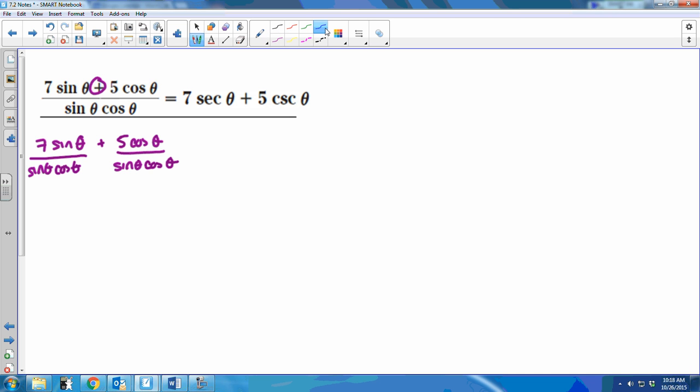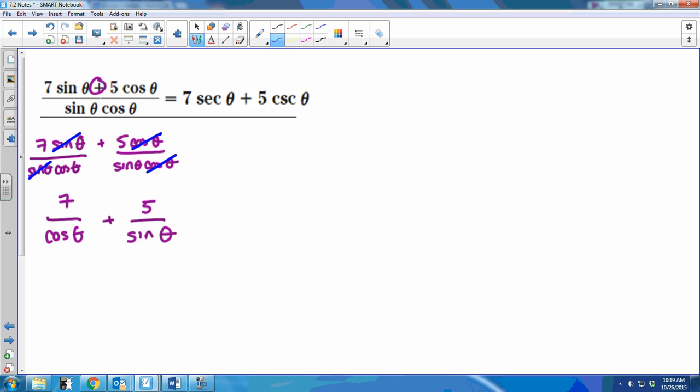Now that it's separated, I can start canceling things out because you have something divided by something. There's not anything being added in the middle. So I can cancel out this sine theta and cancel out this cosine theta. So I'm trying to show that the left-hand side is equal to the right-hand side.